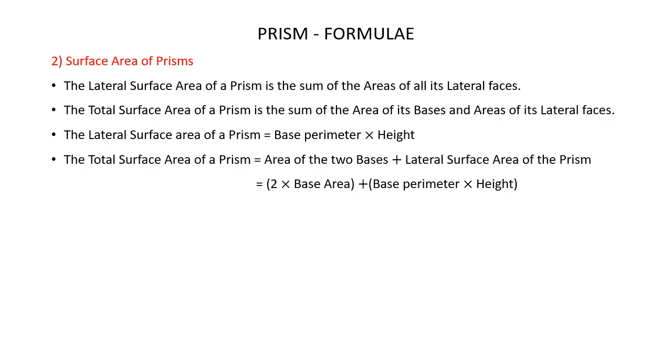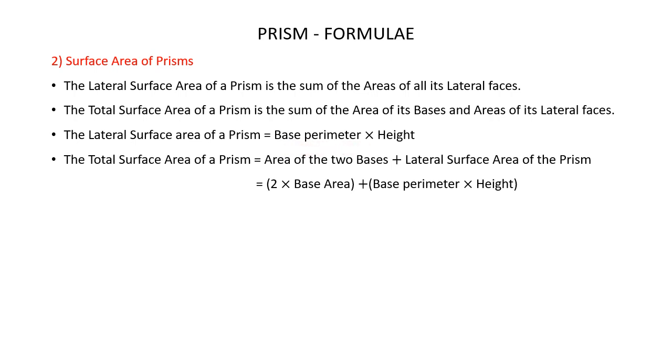Let's now look at the formulae for surface area of prisms. Now there are two types of surface areas, the lateral surface area and the total surface area. Now lateral surface area of a prism is the sum of the areas of all its lateral faces, whereas the total surface area of the prism is the sum of the area of its bases and the area of its lateral faces. Now the formula for the lateral surface area of a prism is base perimeter multiplied by height.